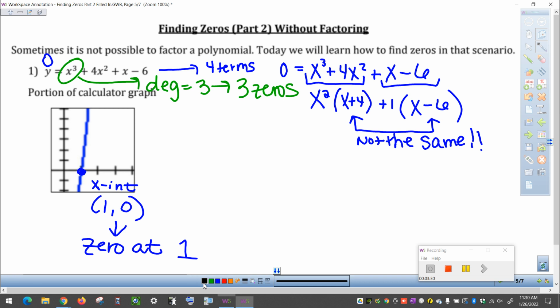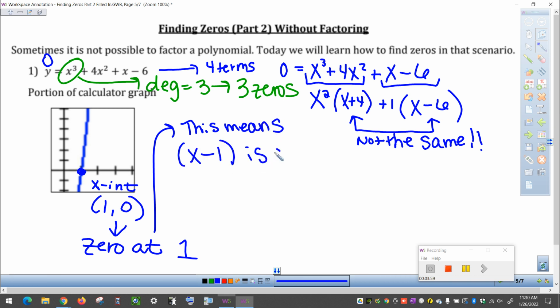So we are going to use a little bit of algebra to help us do that. It's just not going to be in the form of factoring. So if 1 is a 0, I'm going to make another little note off to the side here. This means that x minus 1 is a factor.